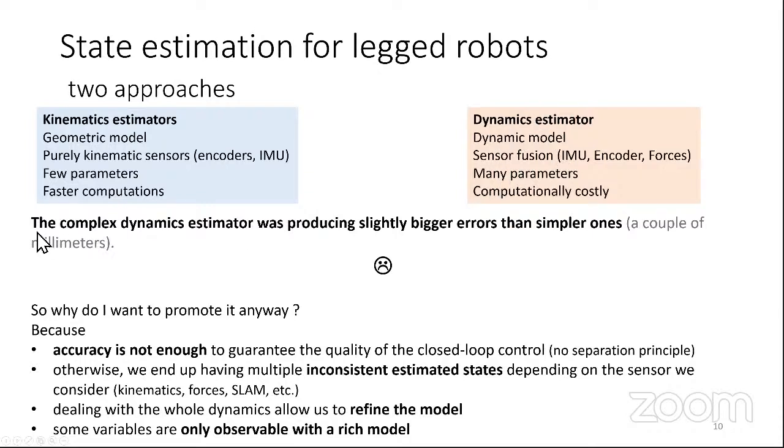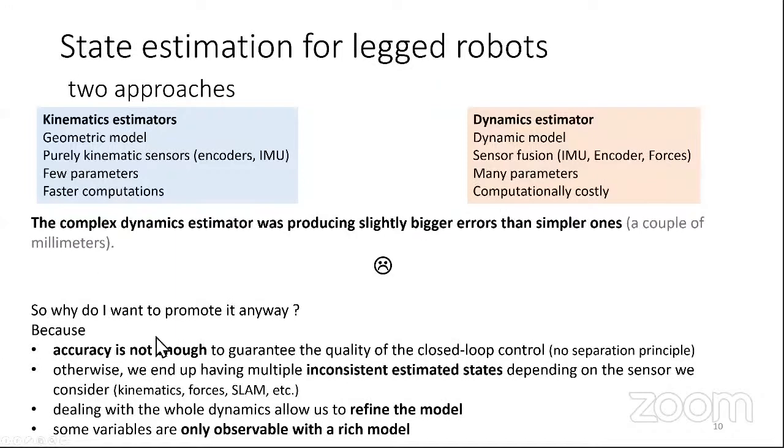The thing is that this estimator with the complex dynamics was producing higher errors than the simpler ones, even though it was computationally more costly. It's not much higher, just a few millimeters, but the simplest ones were giving smaller errors in the kinematics estimation. I'm not happy about that, but I think I can improve it. But it's not the point.